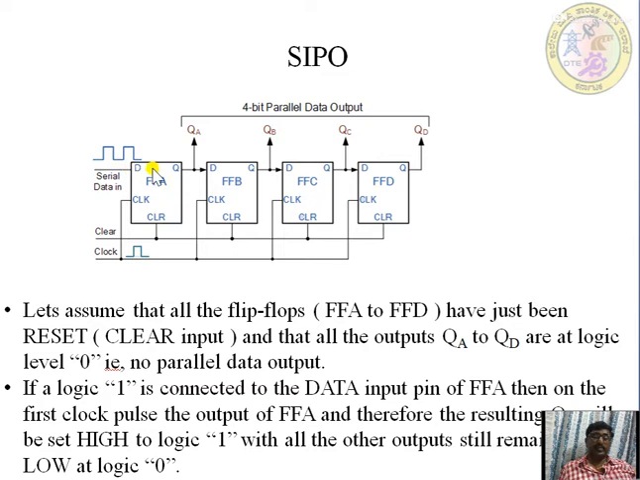Okay, after the next clock pulse, the same 1 has been shifted to here, and next is the 0. So at the second pulse the output will be: QA will be 0, QB will be 1, QC is 0 and QD is 1.